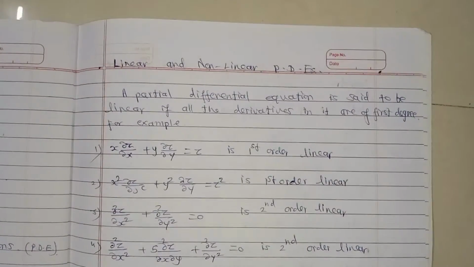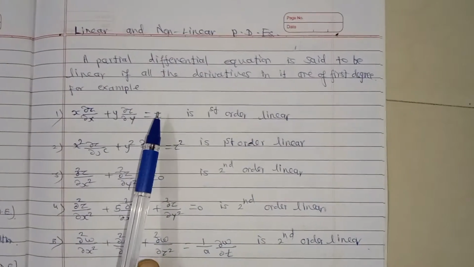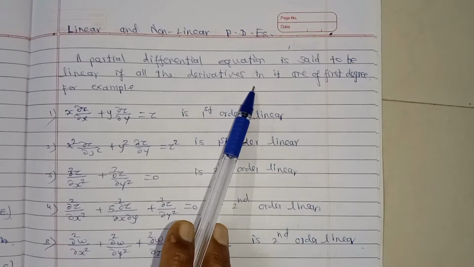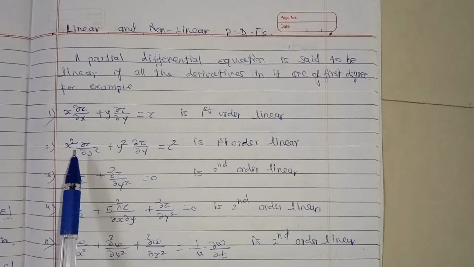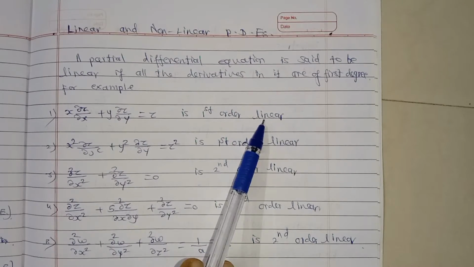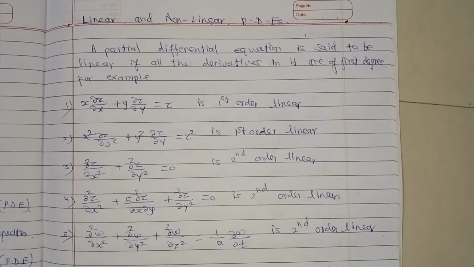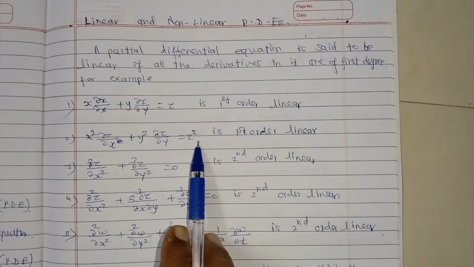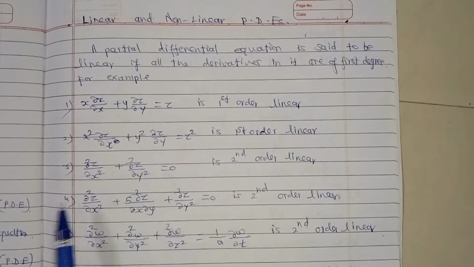Now we consider linear and non-linear partial differential equations. A partial differential equation is said to be linear if all the derivatives in it are of first degree. For example, x ∂z/∂x plus y ∂z/∂y equal to z. It is a first order linear differential equation. The second example is x² ∂z/∂x plus y² ∂z/∂y equal to z². It is also a first order linear partial differential equation.